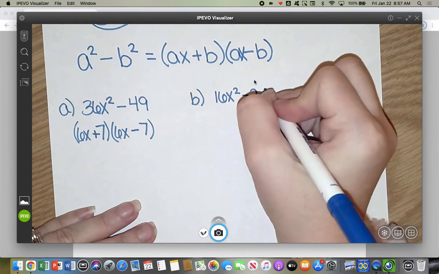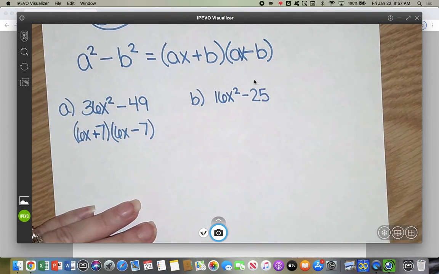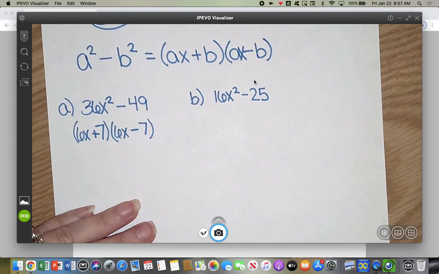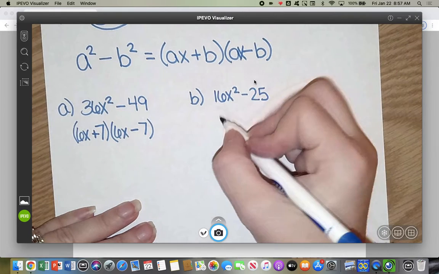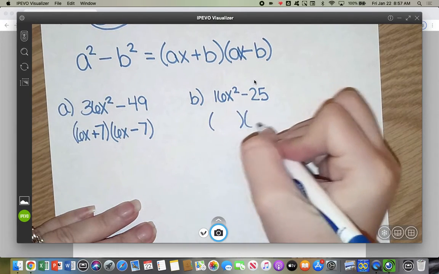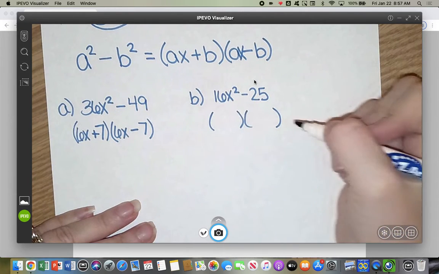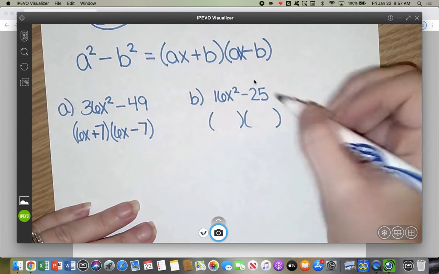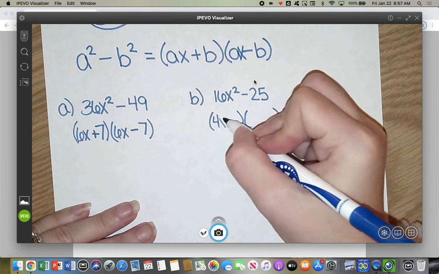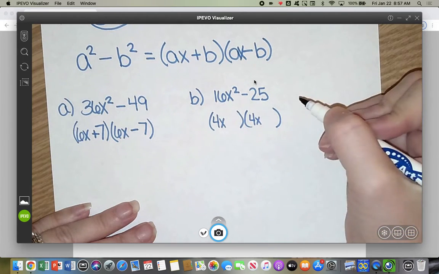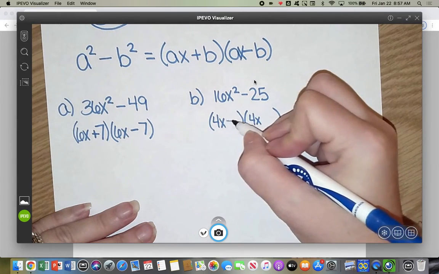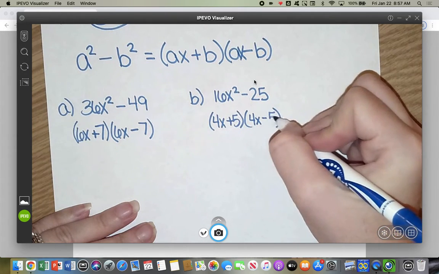All right, what about 16x squared minus 25? Are those on your perfect square list? Yeah. All right, so they're both on the list, so let's talk about it. What's the square root of 16? So how do we get 16x squared? 4x and 4x. How do we get negative 25? Plus 5, minus 5.